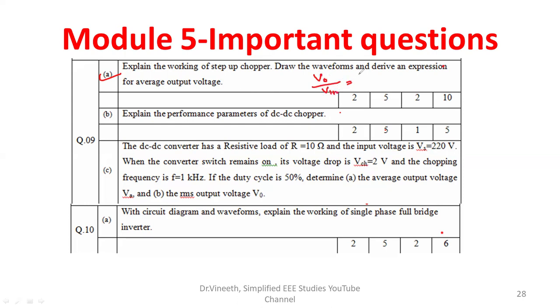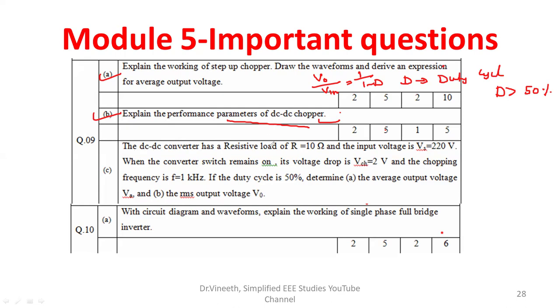V naught by V in is equal to 1 by 1 minus D, where D is nothing but duty cycle. Okay, remember that duty cycle of step-up chopper will be always greater than 50%. Okay, then explain the performance parameters of DC-DC chopper. Here you can mention about current ripple, voltage ripple, efficiency, or power conversion ratio. These are the major parameters. And then mention the equation as well.